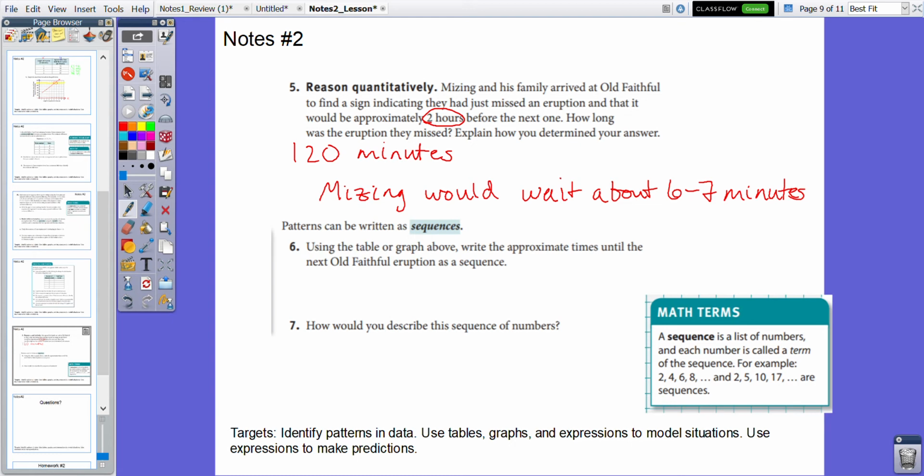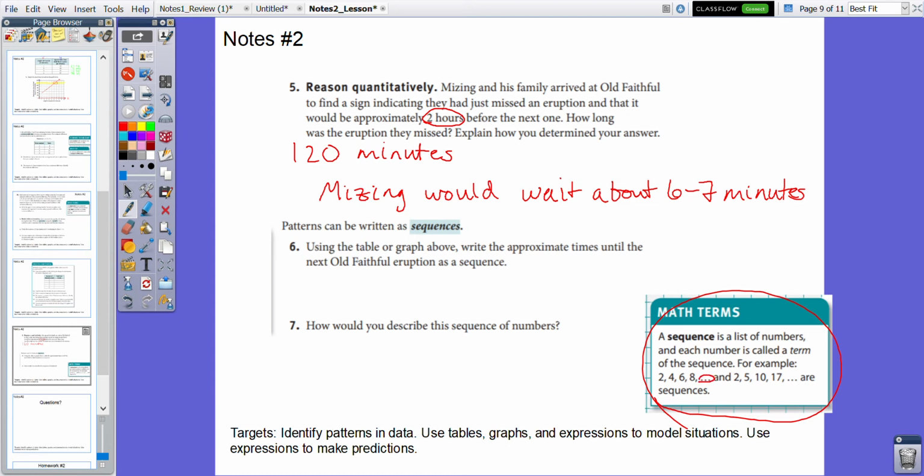So patterns like we've seen already can be written as sequences, okay? If you look down to the right here, a sequence is a list of numbers, and each number in that list is called a term of that sequence. So 2, 4, 6, 8, and so on. With those ellipses right there, that means it keeps going on forever.